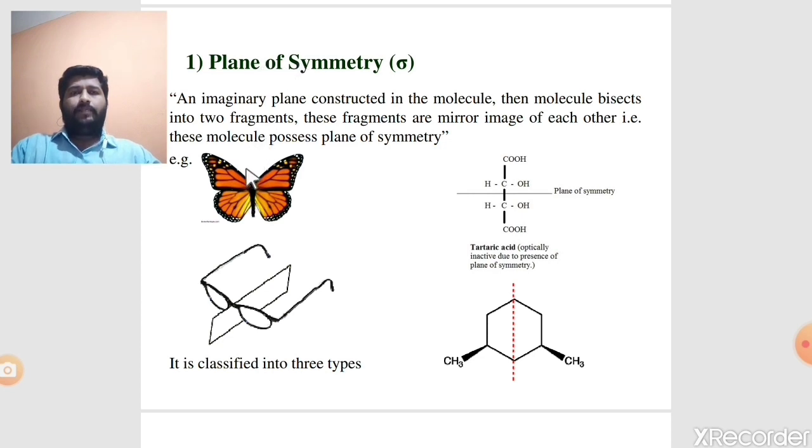When the imaginary plane is constructed in this butterfly, these two wings, number first part and number second part, are exactly mirror images of each other, meaning it shows the plane of symmetry. Number second example is a spectacle. The same imaginary plane is constructed, and these two fragments are exactly mirror images of each other, meaning again this shows the plane of symmetry.